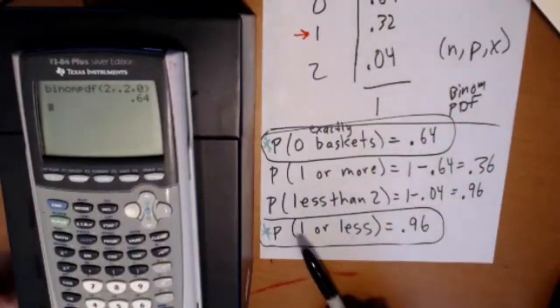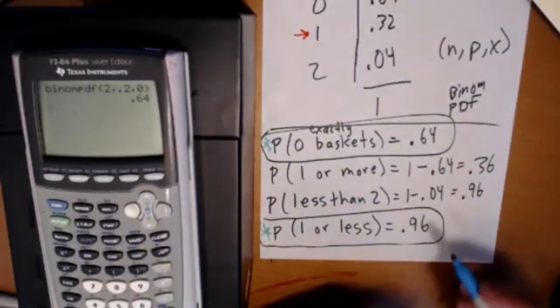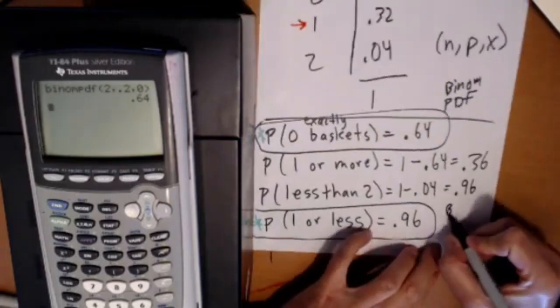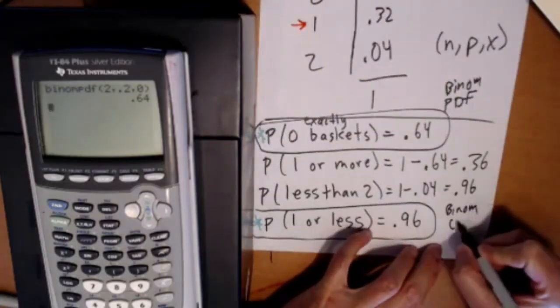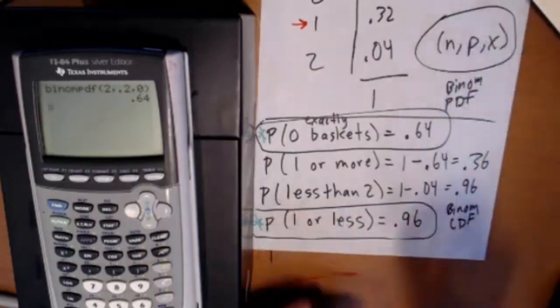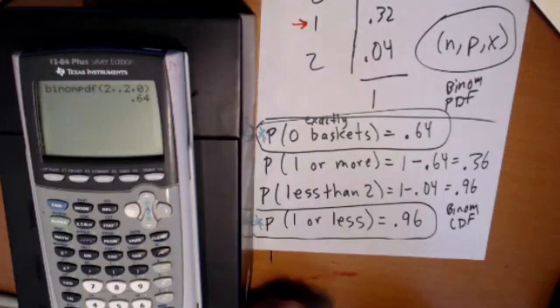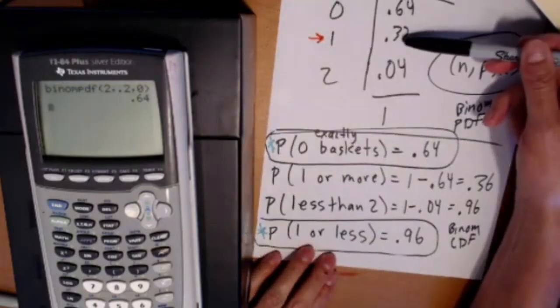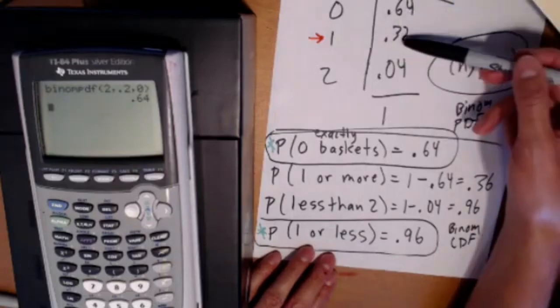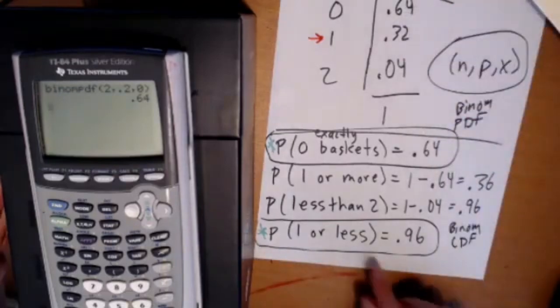I put a little star next to this last one. If it's a number or less, that's going to be the binom CDF. Again, it's going to want an N, P, and an X. So if it's 1 or less, it's the 1 and everything less. So it's going to add those two numbers together. So let's try it out.